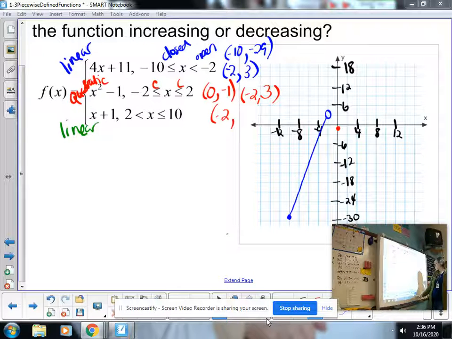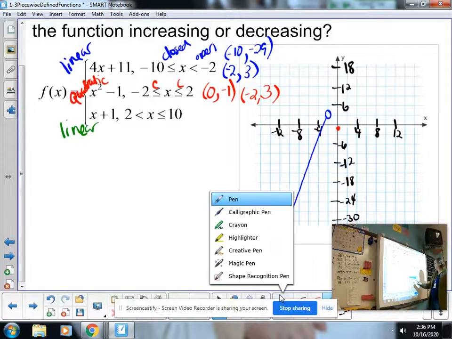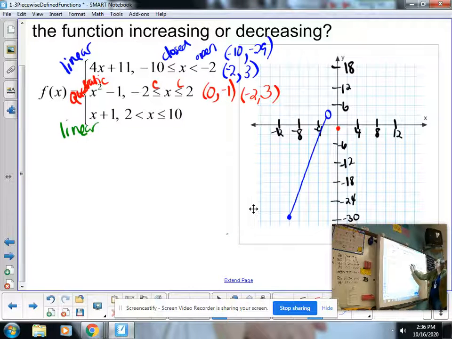See if I can click on that. Let's try this one. Okay, so we have +2 squared minus 1 is also 3. So -2, 3, that's a closed dot.